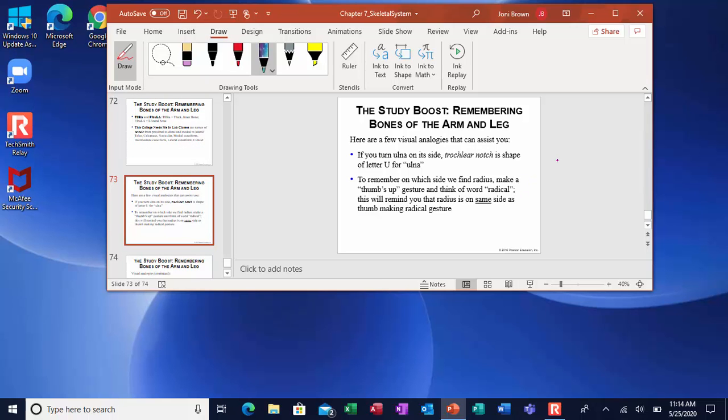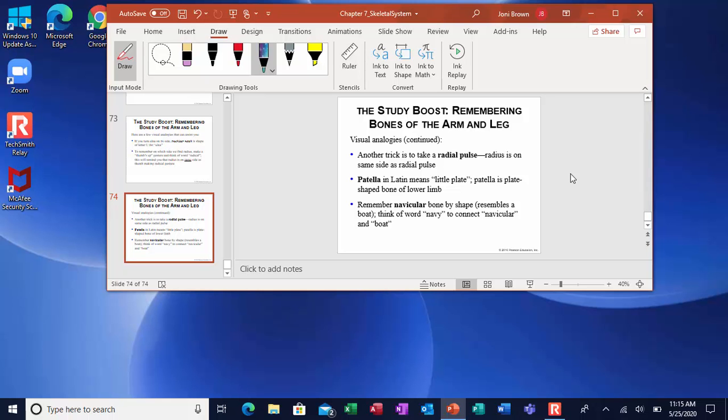For your leg and your arm, the ulna, if you turn it on its side, you can make a U. Thumbs up, that's where you find the radius, and we use this as a gesture for radical. It's the same side as the thumb. Your radial pulse is where you check on the radius for your pulse. Patella is a plate-shaped bone. Navicular, think of the word navy, because it looks like a boat.